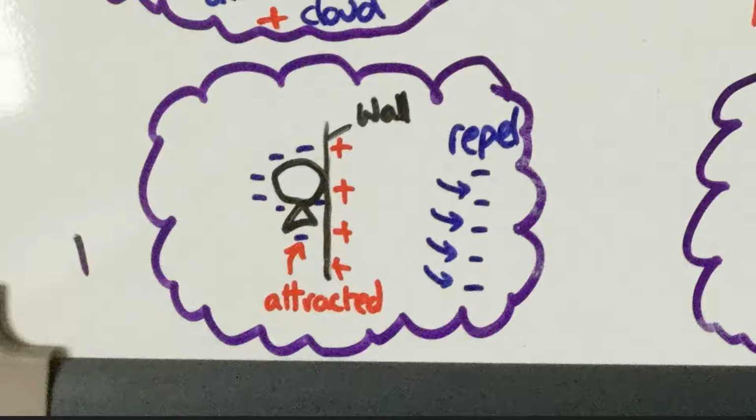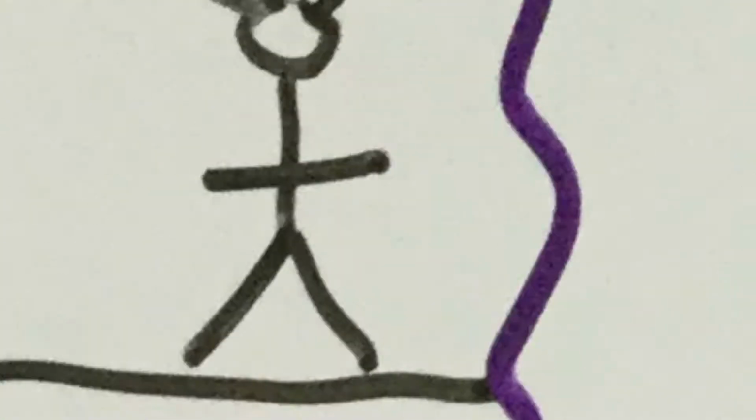Because all the electrons have disappeared, you've ended up with a positively charged wall, and that is known as an induced charge. You've induced a positive charge in the wall, and now the balloon, which is negative, is attracted towards the positive wall. You can see this in nature several times.